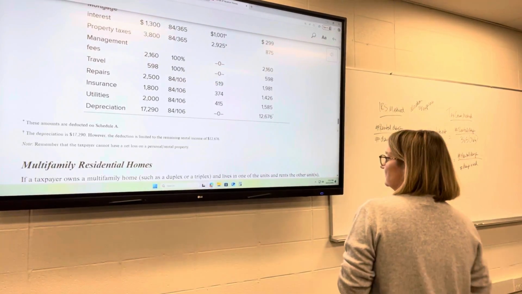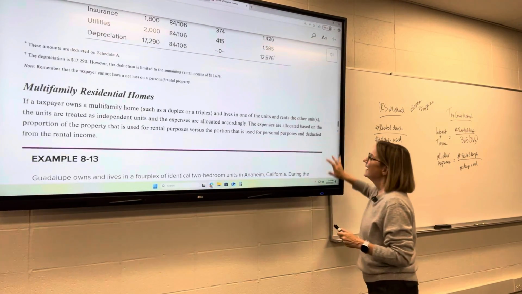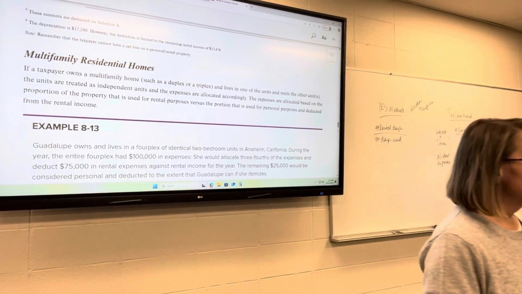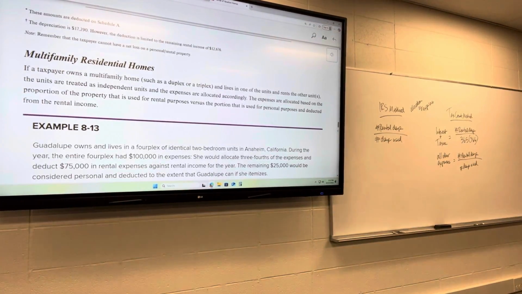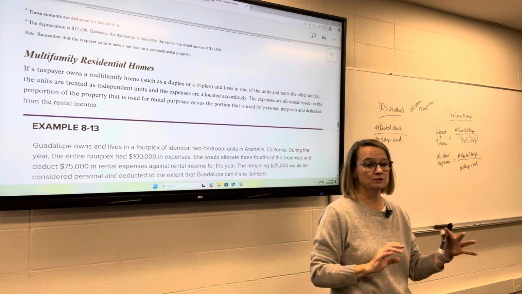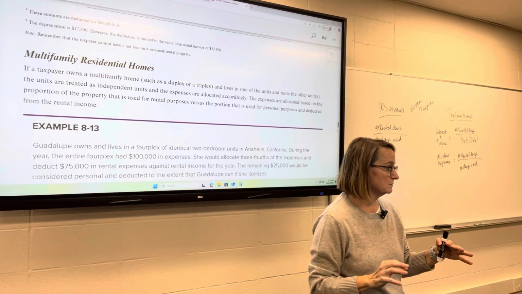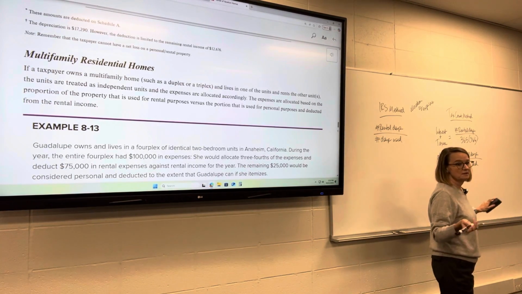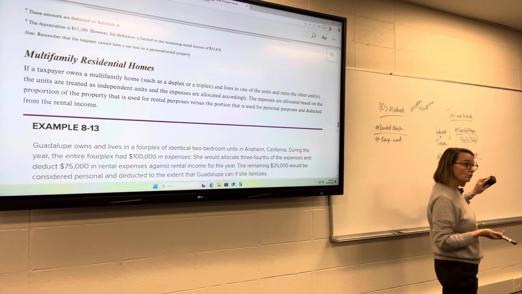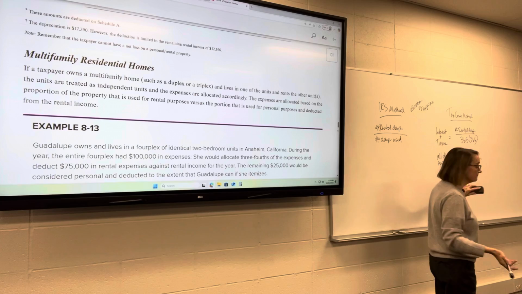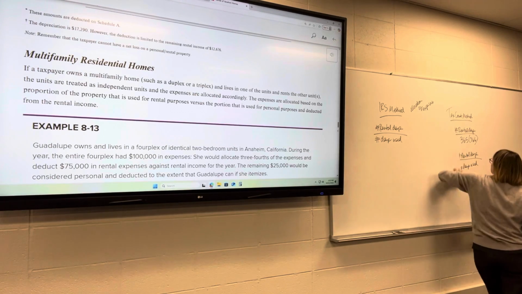is a little bit different. Now we're talking about how we divvy up the expenses based on one property that's simultaneously being used for multiple purposes. So the best example is maybe a duplex where the owner lives in one half of it but rents out the other half of it. Okay, that is a multi-use property.